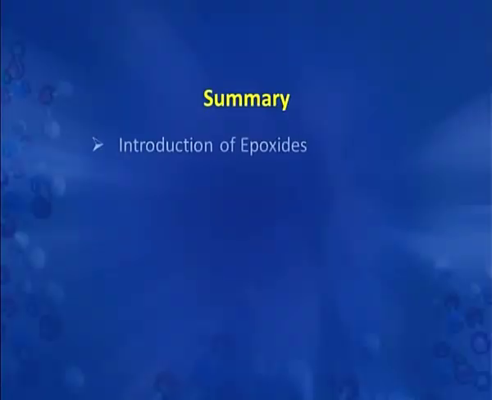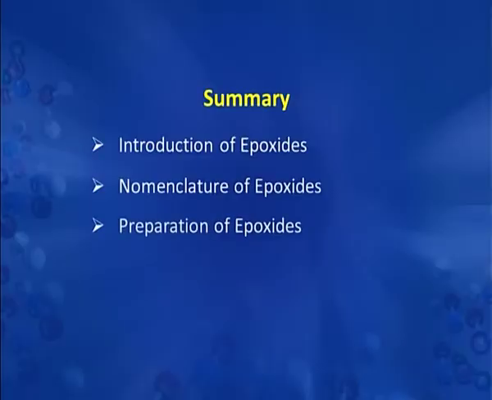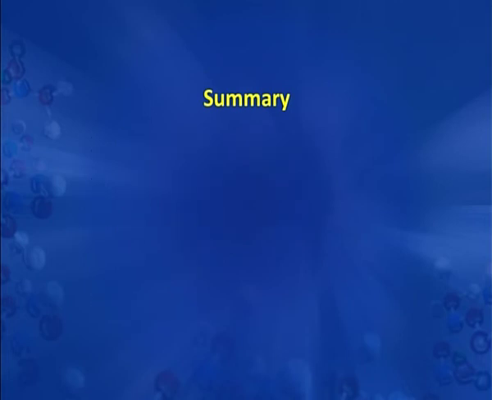We will now summarize today's lecture, in which we have introduced what exactly are epoxides. Then we have discussed the nomenclature of epoxides. They can be named either as oxiranes, they can be named as epoxides, or they can also be named as alkene oxides. Then we have discussed the preparation of epoxide from alkenes. We have discussed their preparation from diols also, and from halohydrins.